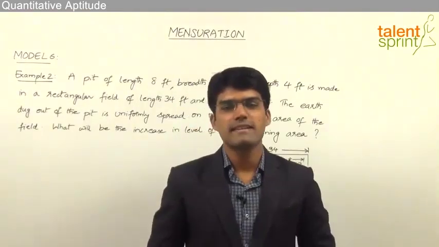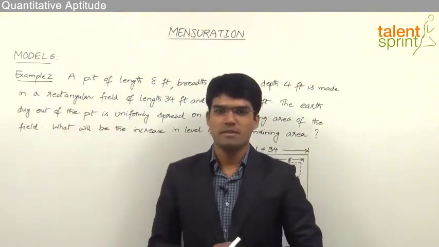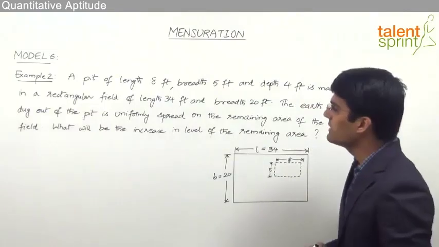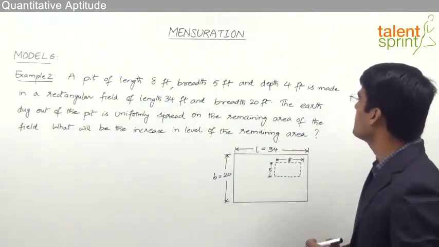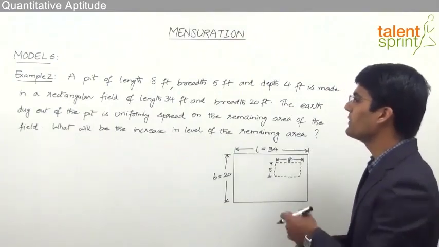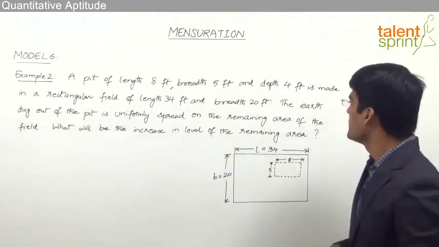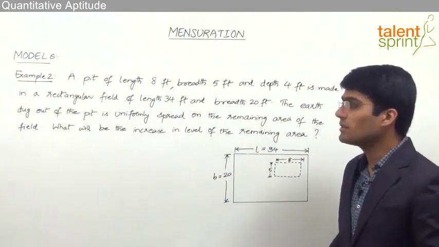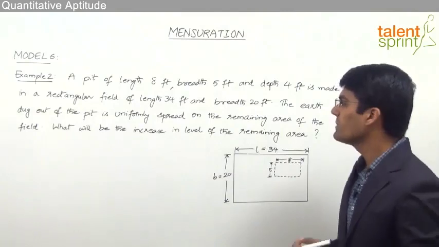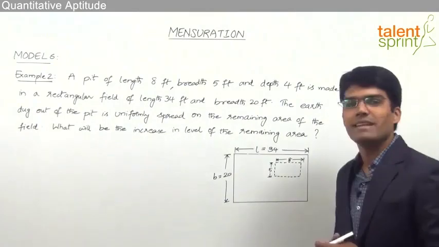Let us now take one interesting example from module 6 of mensuration. The question says a pit of length 8 feet, breadth 5 feet and depth 4 feet is made in a rectangular field of length 34 feet and breadth 20 feet. The earth dug out of the pit is uniformly spread on the remaining area of the field. What will be the increase in level of the remaining area?